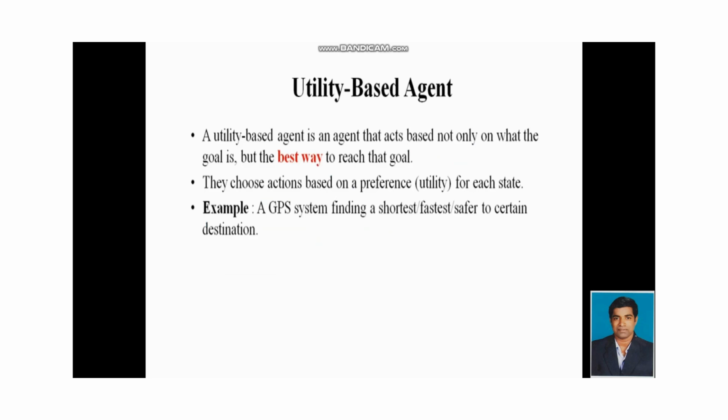Utility based agent. A utility based agent acts based not only on what the goal is, but on the best way to reach that goal. They choose actions based on the preference for each state. For example, a GPS system finding the shortest, fastest, or safest route to a certain destination.